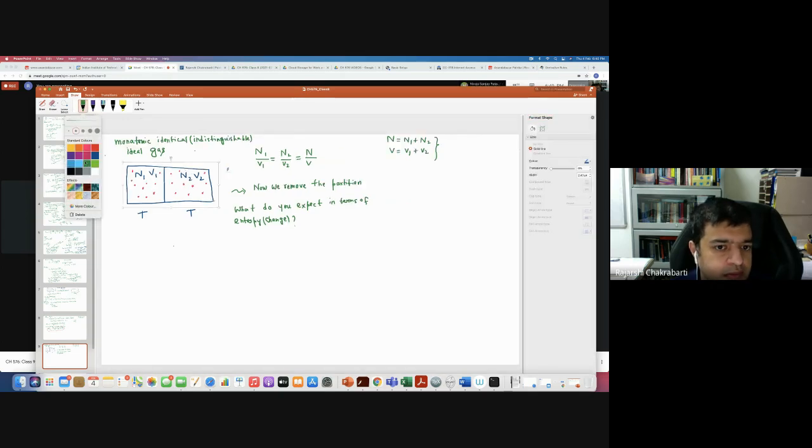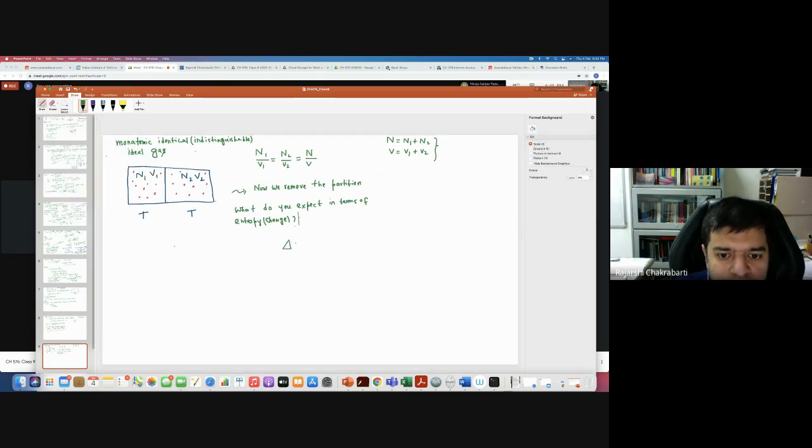Okay. So one would expect that delta S should be 0, but if we use the formula we used a few minutes back, what is the delta S?